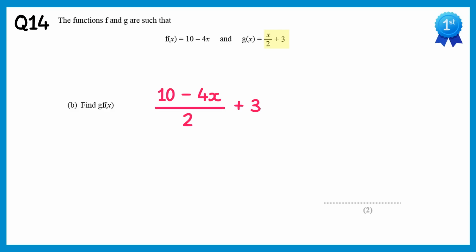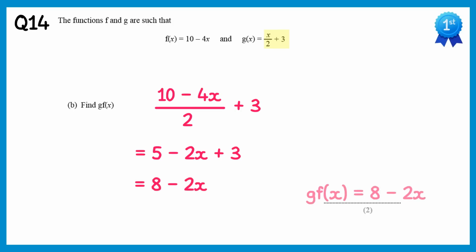plus 3. This can simplify a little, so the fraction is over 2, so we can just divide 10 by 2 and negative 4x by 2. Half of 10 is 5, and half of negative 4x is negative 2x, and then plus 3. We can simplify this again because we've got 5 add 3, which is 8, so this is 8 minus 2x.